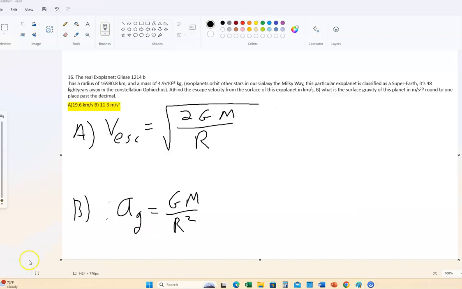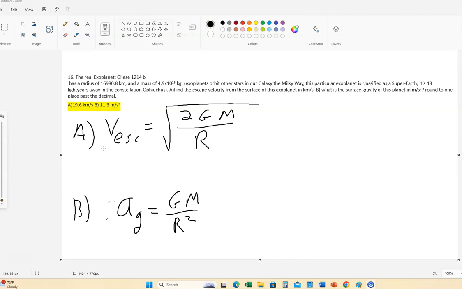All right, let's do the next one. This is number 16, the real exoplanet. An exoplanet, of course, is a planet around a different star other than our sun. These are all stars, by the way, in our galaxy, the Milky Way. Those are the only exoplanets we can see right now, anyway. They give us the radius in kilometers, which we're going to have to change in both of these equations. R is the radius, has to be in meters, so we got to change that right away.